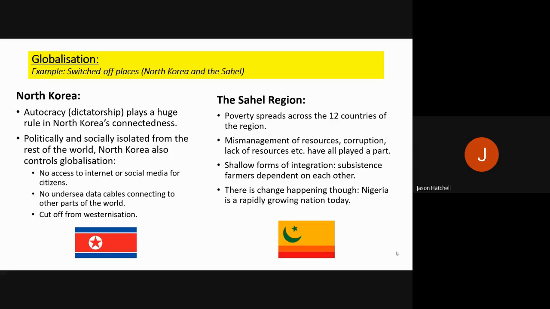And today, countries just to the south of the Sahel, like Nigeria, are rapidly growing and are the fastest growing nations of the Sahel region. Therefore, it is likely within the next 50 years that the Sahel region will develop more rapidly as these North African nations start to manage their resources better and poverty starts to decrease. So there are your two examples of switched off places.